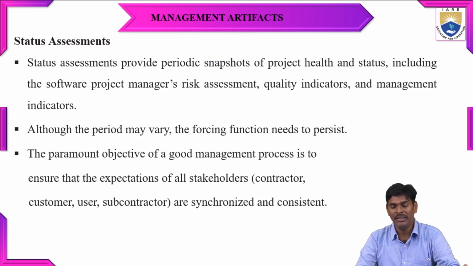Okay, so during this project health and status, these are the main criteria: checking the risk assessment, and the quality, so how much quality they are going to provide, and the management indicators, whether they need to agree to this status assessment or not. And also they need to verify the period. Sometimes they may decide 2 years, but based upon the risk assessment, it may vary to 2 to 3 years.